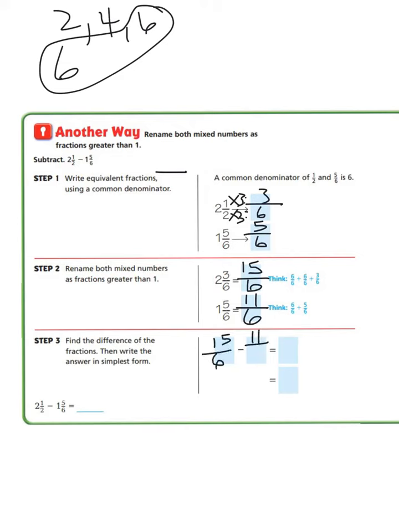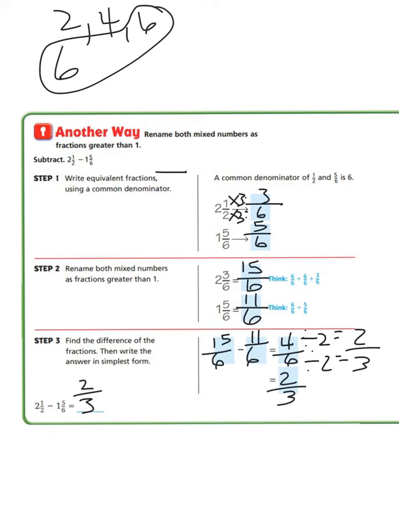minus 11/6. And we know when we're adding or subtracting fractions, we only add or subtract the numerators. The 15 minus 11 is 4. The denominator stays the same at 6, so we end up with 4/6. Now we also know that we can simplify this by dividing the numerator and the denominator by 2. So our answer after simplifying is 2/3. So 2 and 1/2 minus 1 and 5/6 equals 2/3.